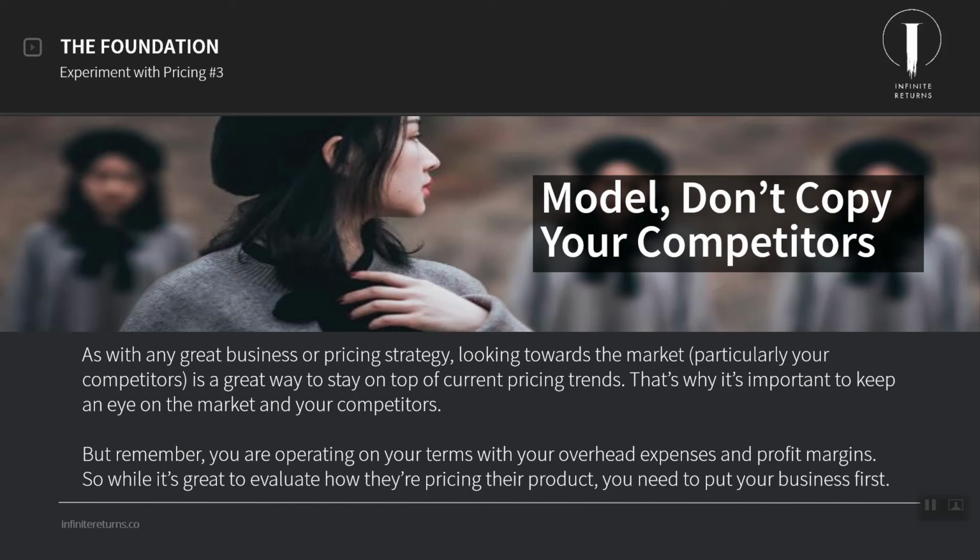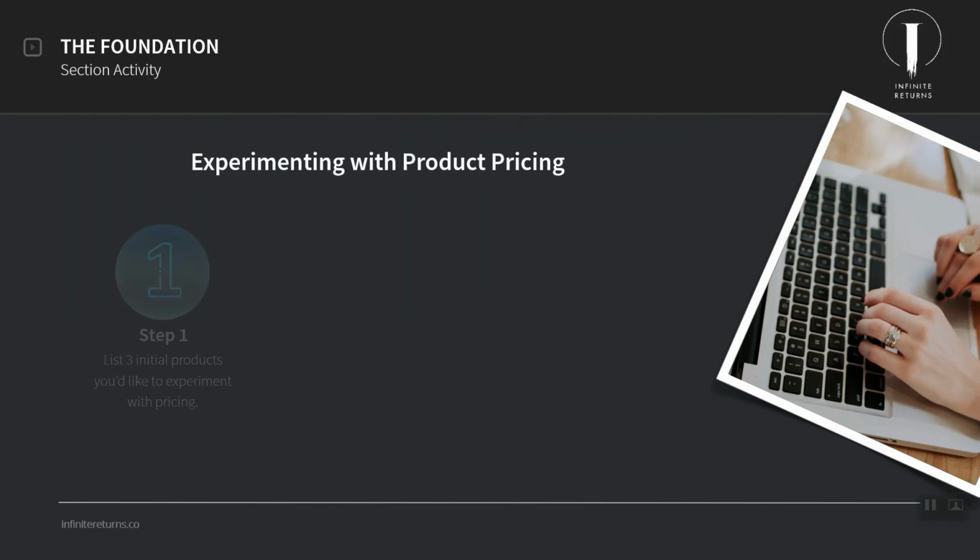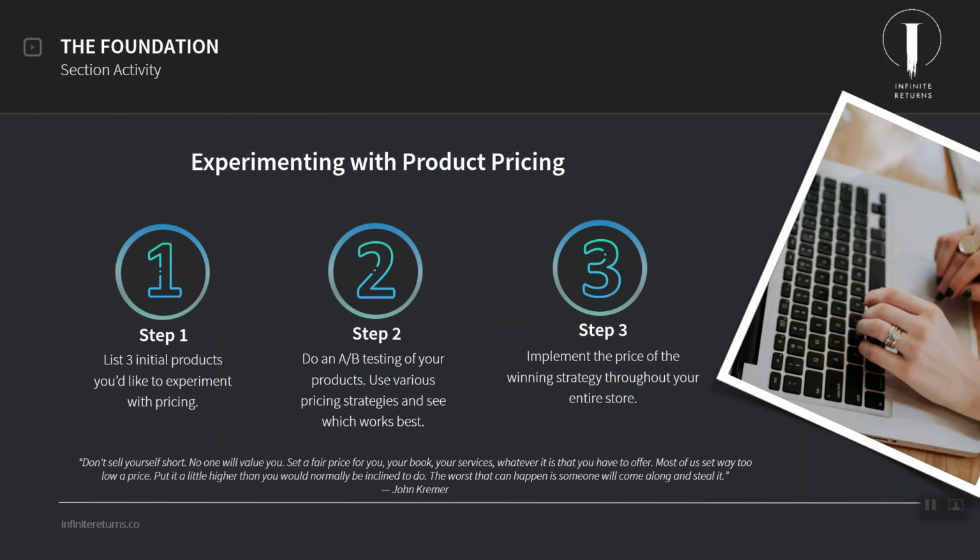Remember, you're operating on your terms. It's your overhead. It might not be the same for them. They might have different overheads. They might have different profit margins. You really need to figure this out before you really decide your pricing. See, and you thought pricing was really simple. So I want you to experiment with it.